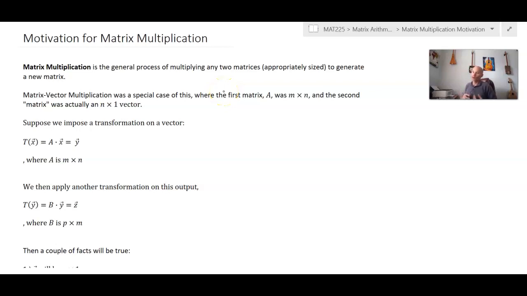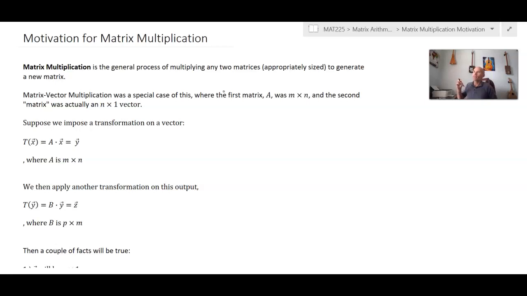In this brief video, we're going to take a look at a motivation for what we call matrix multiplication. Now, matrix multiplication is the general process of multiplying any two matrices that are, we'll soon see, appropriately sized, and we're going to generate a new matrix.